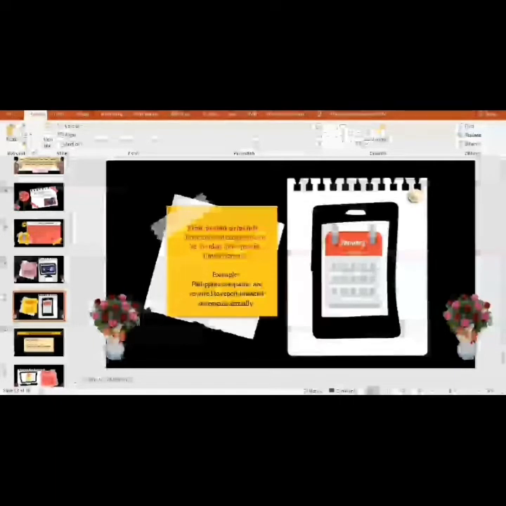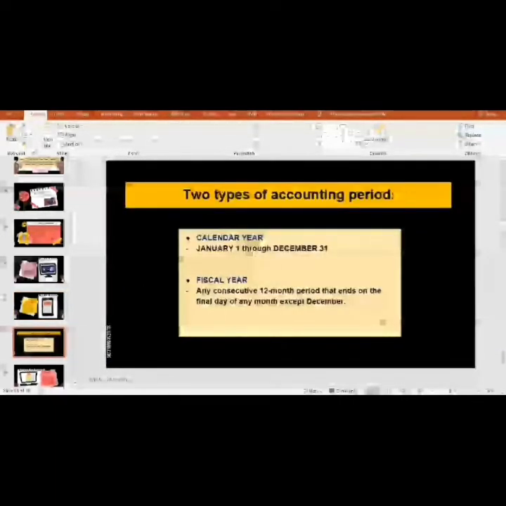Now, there are two accounting periods. We have the calendar year and the fiscal year. Kindly differentiate the two, Miss Jemima. Sa calendar year, ma'am, nag-start siya sa January 1, then nag-end siya sa December 31. While ang fiscal year, any consecutive 12-month period that ends on the final day of any month except December. So, dili siya mag-start sa January 1, so maybe later than January 1, then dili po siya mag-end ng December 31. Very good explanation on that.